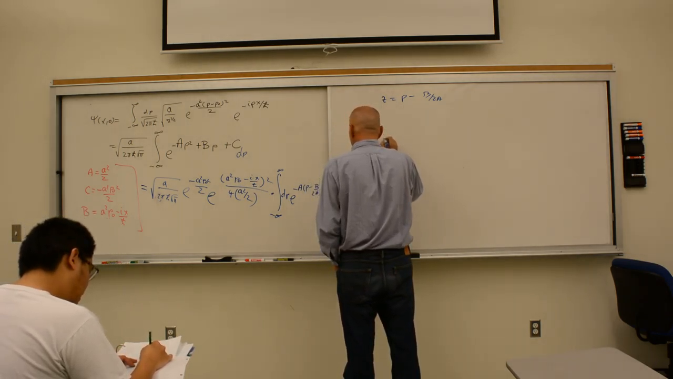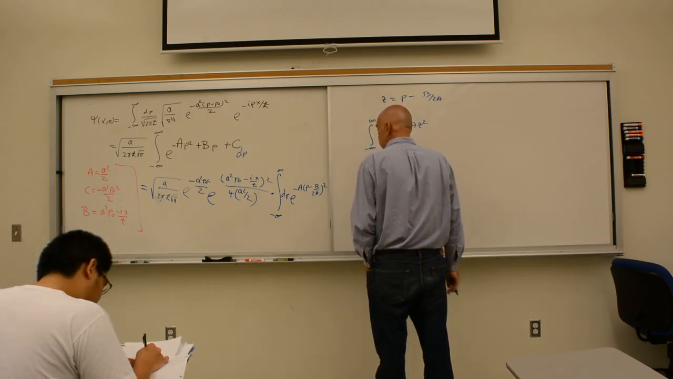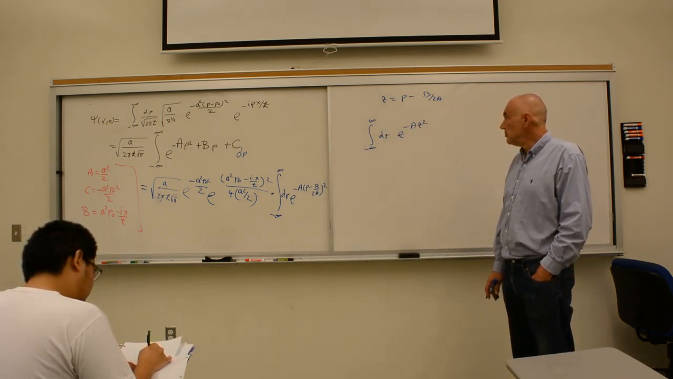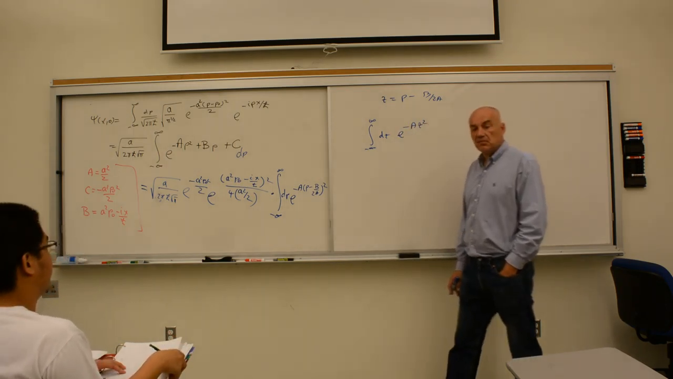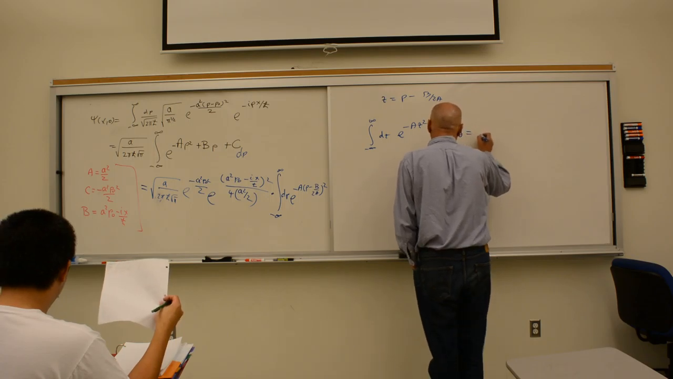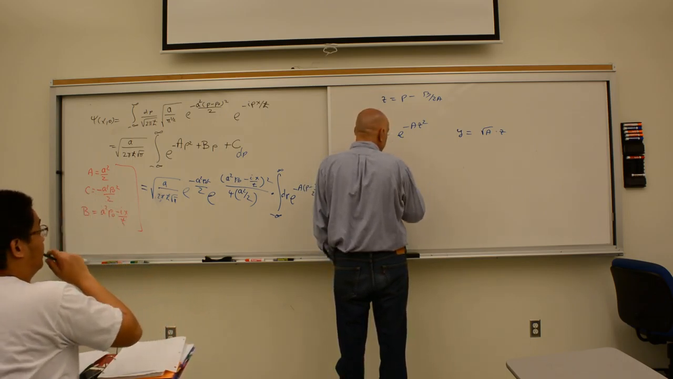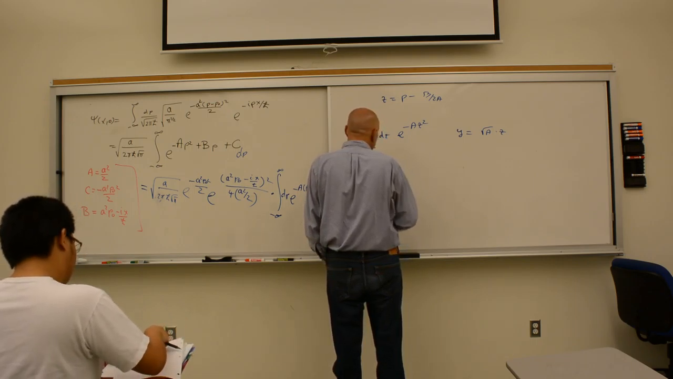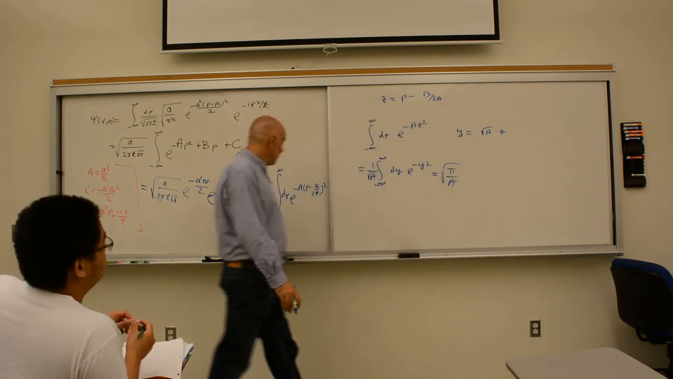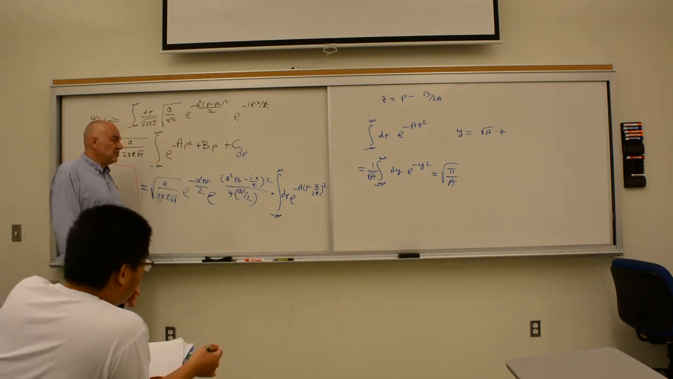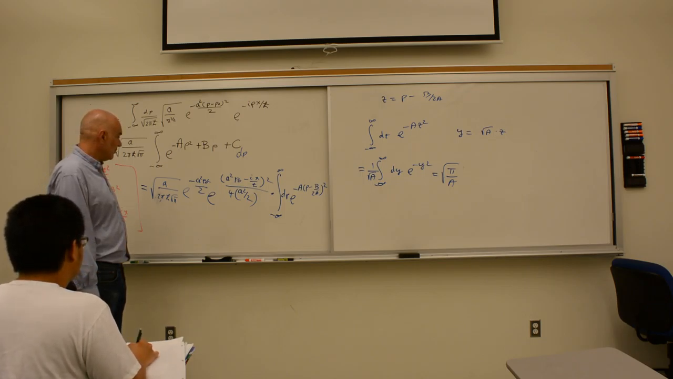How do we calculate this integral here? Well, first we shift the variable. So we define z as p minus b over 2a. So this integral then becomes the integral from minus infinity to plus infinity dz e to the minus a z squared. That's easy, right? And then we define a new variable which is square root of a times z. So this integral becomes the integral from minus infinity to plus infinity, instead of dz, we have dy, 1 over square root of a, e to the minus y squared. So this is square root of pi.